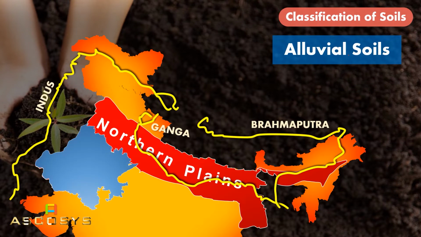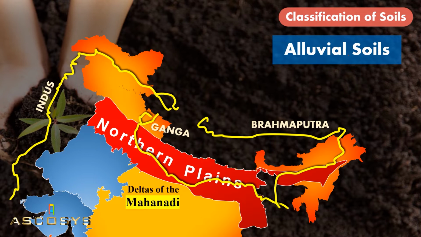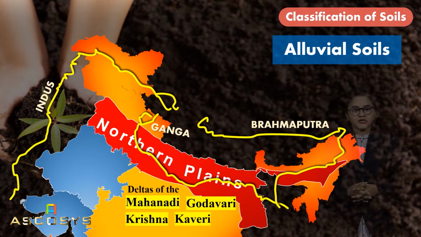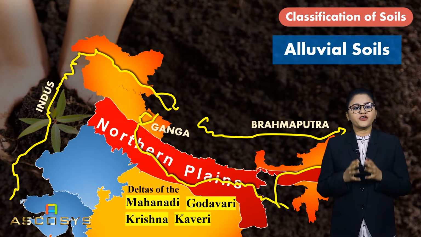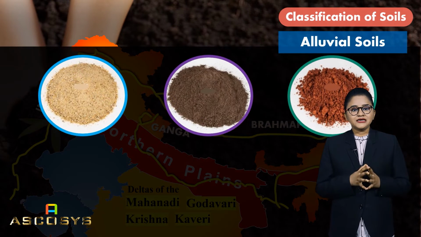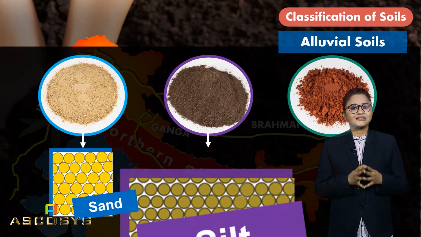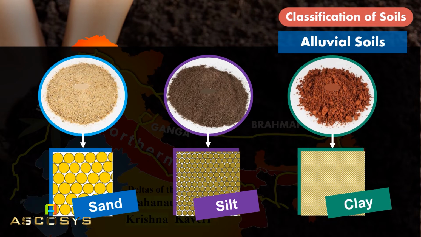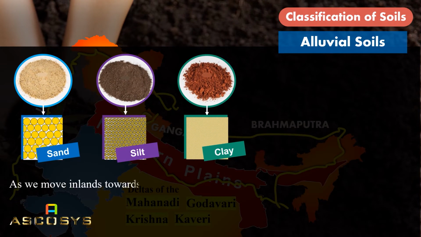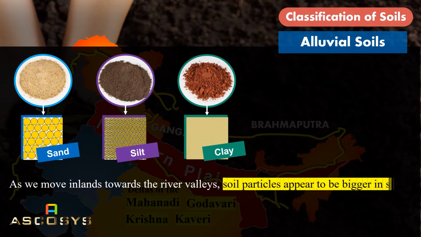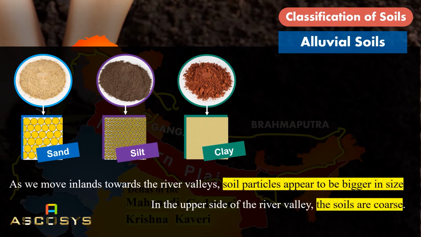It is also found in Rajasthan, Gujarat and eastern coastal plains, particularly in the deltas of Mahanadi, the Godavari, the Krishna and the Kaveri rivers. The alluvial soil consists of various particles like sand, silt and clay. They are in different proportions. As we move inland towards the river valleys, soil particles appear to be bigger in size, whereas in the upper side of the river valley, these soils are coarse in nature.